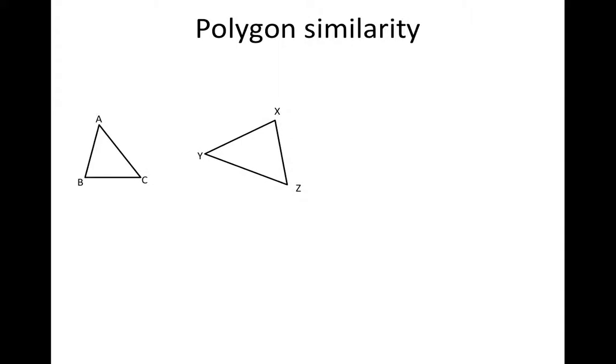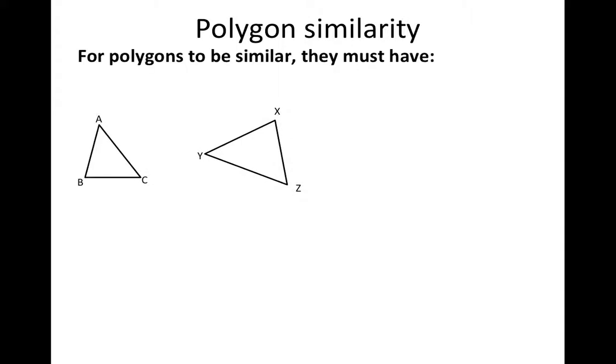When we're looking at polygons, they must have congruent angles. So in this case, I say that angle A is congruent to angle Z, angle B is congruent to angle X, and angle C is congruent to angle Y. So the measures of all those angles must be the same if these triangles are similar.